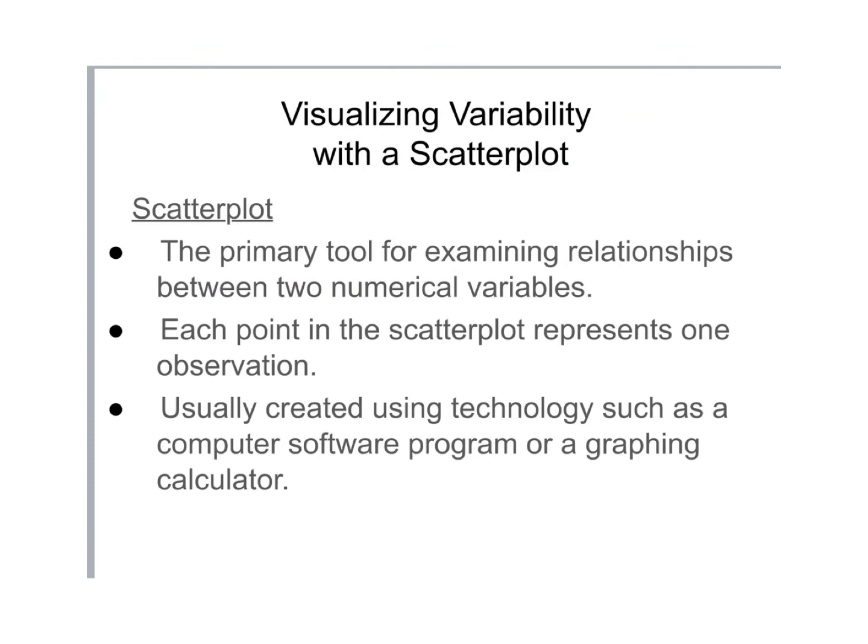Okay, so what's a scatter plot? Well, it's a primary tool for examining relationships between two numerical variables. Cannot be categorical, has to be numerical, and two of them. So sometimes it's also called bivariate data. And each point in the scatter plot represents one observation, and it's usually created using technology. We're going to be using Google Sheets again.